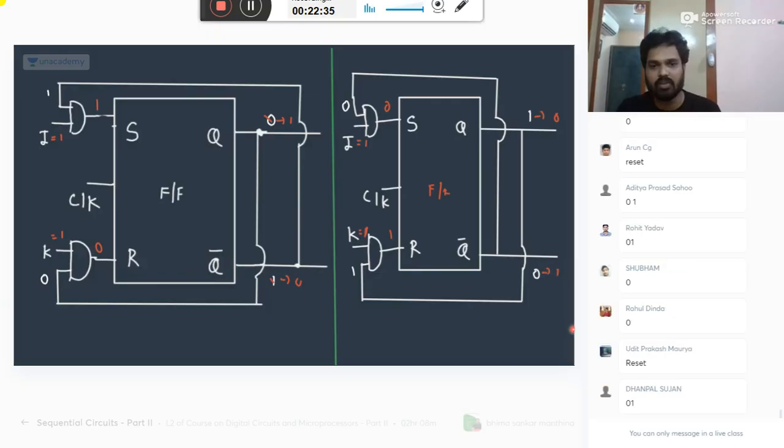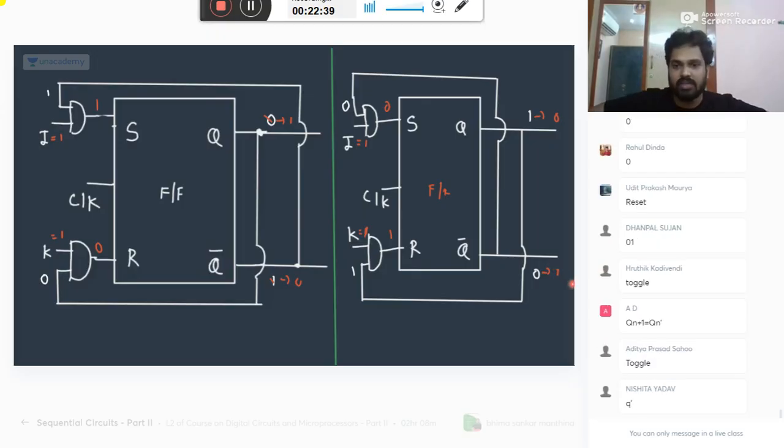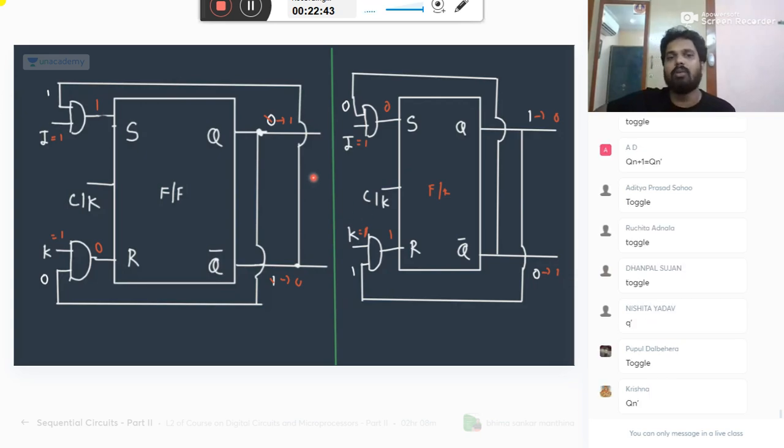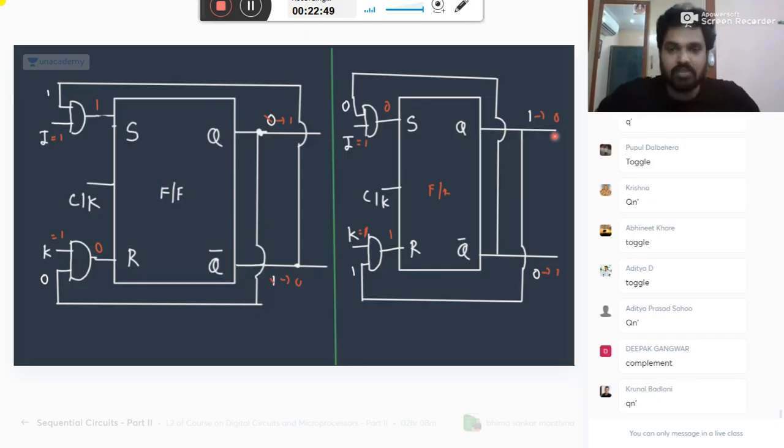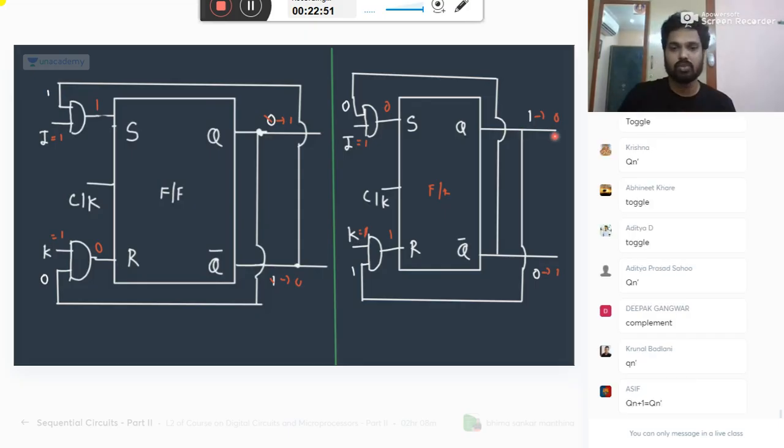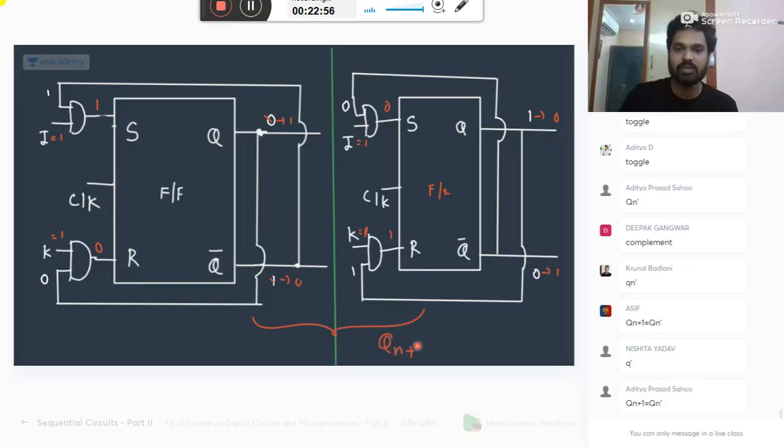What does it mean? First case it is 1, 0, second case it is 0, 1. So it is not having same answer in both the cases. What is the observation? It is complement of previous value. Previously 0 it is becoming 1, previously 1 it is becoming 0. It is complement of previous case. So we call this as Qn plus 1 is complement of previous. So technical name for this is toggle.